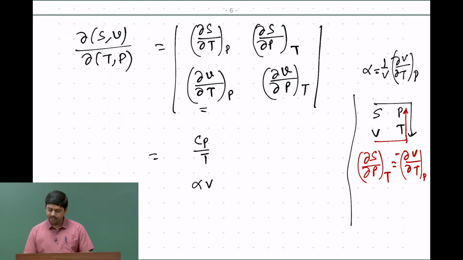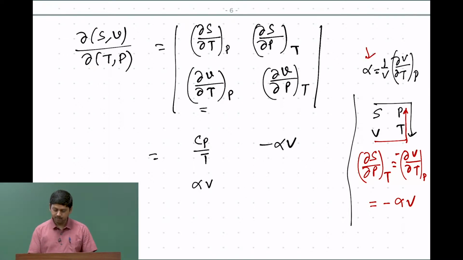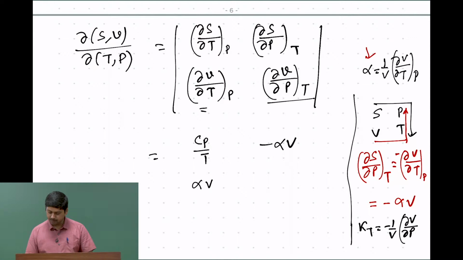Now, what is del V by del T at a constant P? Again we are talking about isothermal expansion, which is 1 by V del V by del T. You look at here, minus of this quantity is minus alpha V. If you compare with this quantity, you can see that it is nothing but minus alpha V. So, you can write minus alpha V here, and del V by del P, which is again isothermal compressibility. As you know, isothermal compressibility is kappa T, which is minus 1 by V del V by del P at a constant T. So, this quantity is minus kappa T into V.